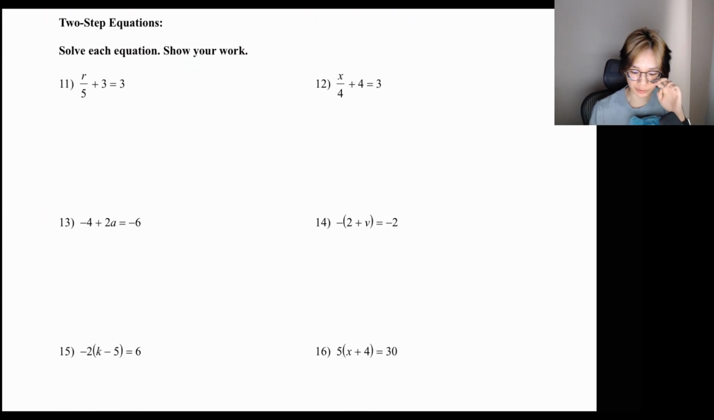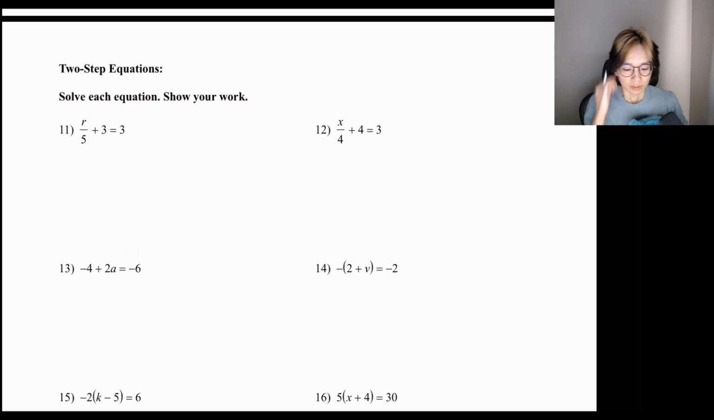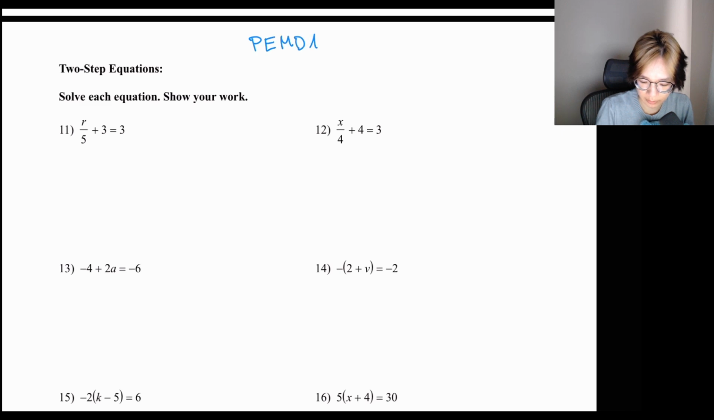For the two-step equations, if you want a reminder for yourself, you can write PEMDAS at the top of your paper too, the order of operations. As a reminder, we've got parentheses, exponent, multiplication, division, addition, and subtraction. Addition and subtraction are kind of on the same level. Multiplication and division are kind of on the same level.